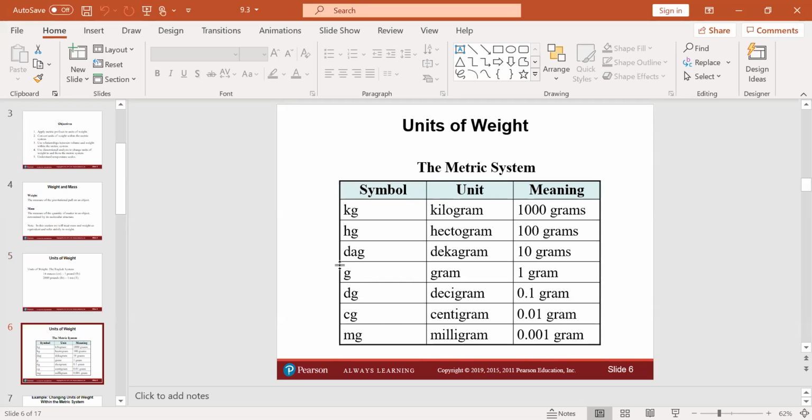So those are our units of weight here in America. In the metric system, of course, they use the King Henry Died system, but that's just your system of prefixes. The base unit is called the gram.